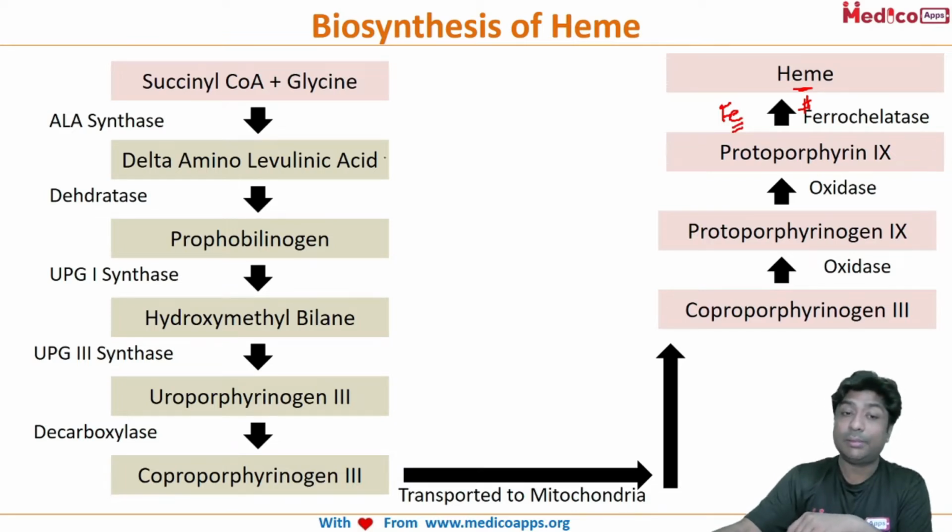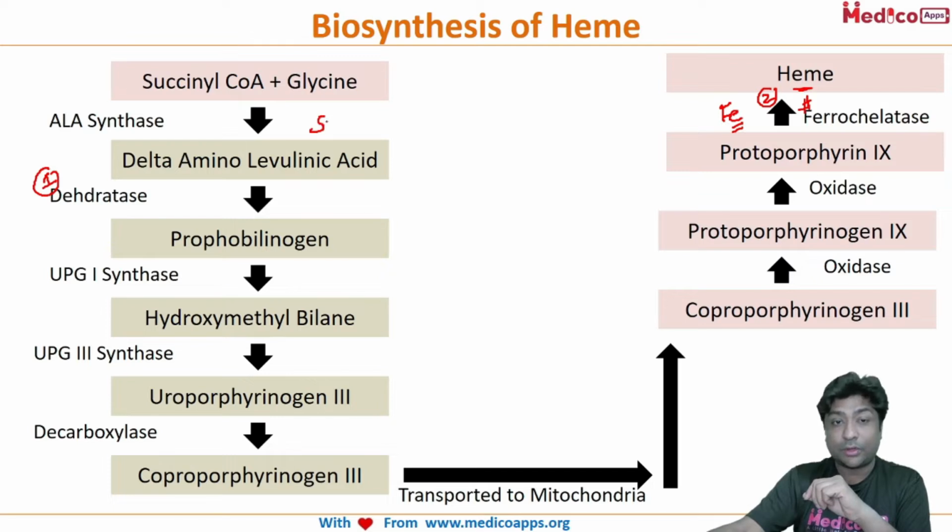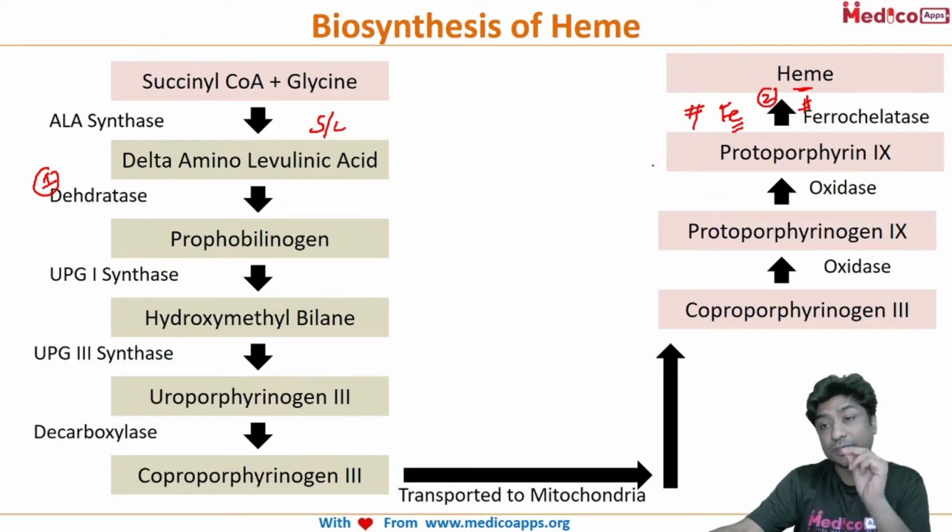Now there are some very important points here. First of all, remember I told you there were two enzymes inhibited by lead poisoning. One, and the most important, was dehydratase, and second was ferrochelatase. Second, the rate limiting step is the slowest step, but the second slowest step is this. I'll tell you the clinical significance when I talk about porphyria.